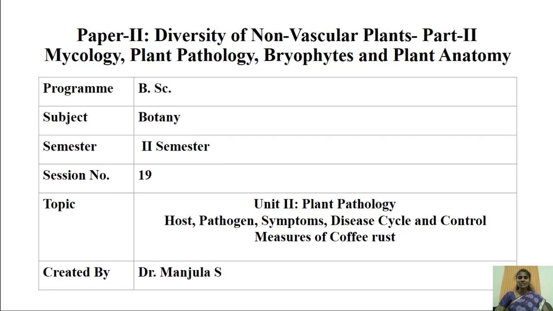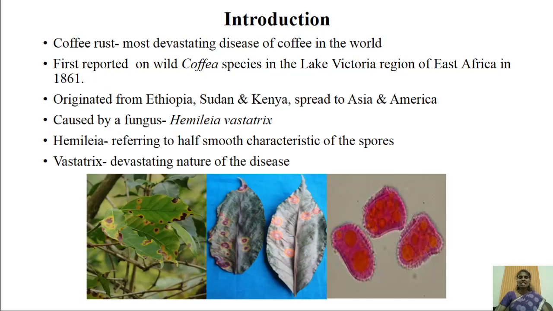In today's session, let us study about host, pathogen, symptoms, disease cycle and control measures of coffee rust. Coffee rust is a fungal disease where we can observe rusty mass of fungal spores produced on the coffee plant as a result of pathogen infection, hence the name coffee rust. Coffee rust is the most devastating disease of coffee in the world.